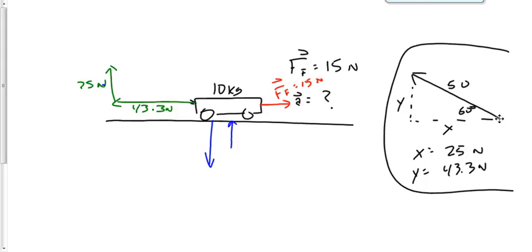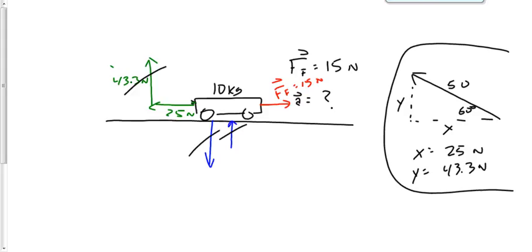Thank you. So let's fix this up a bit here: 25 newtons and 43.3 newtons. So again, the y components still cancel out because this wagon vertically is in static equilibrium. When it's in static equilibrium, it's not moving vertically and the forces are balanced. So let's get rid of this and this and this. And I'm left with two forces, the 25 newtons and the 15 newton force. Let's say F net is equal to the sum of the forces.